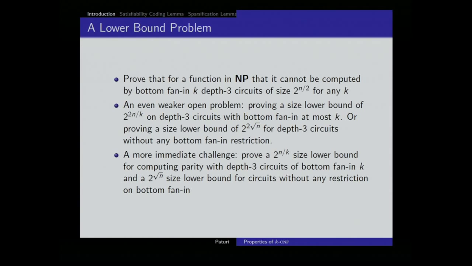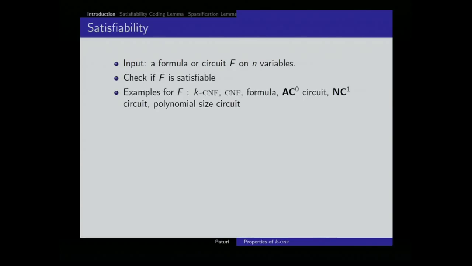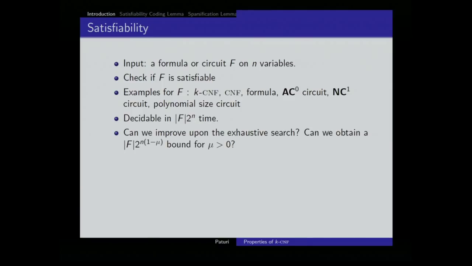So when k is square root n, 2 to the square root n is the cutoff point. We are given a formula or a circuit, and you want to check if it is satisfiable. The examples are KCNF, CNF, formulas, AC0 circuits, NC1 circuits, and poly-size circuits. This is the general satisfiability problem, and we know that we can decide this in time the size of the formula times 2 to the n by doing exhaustive search.